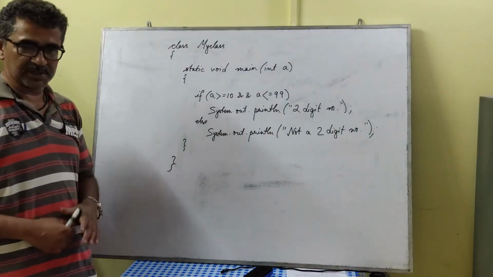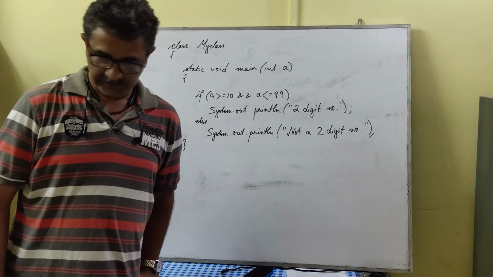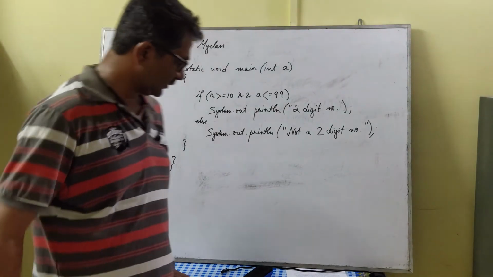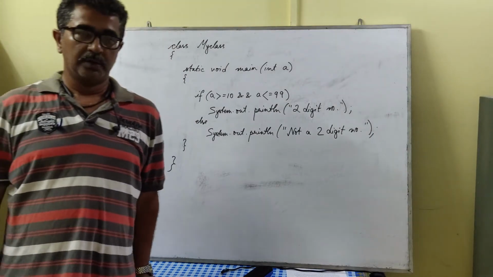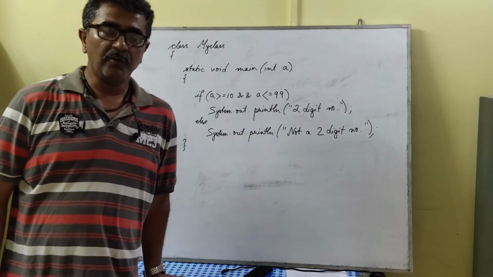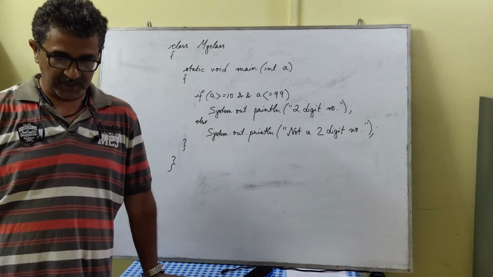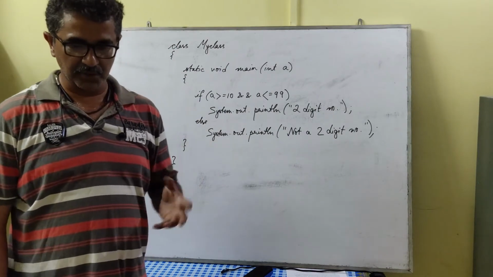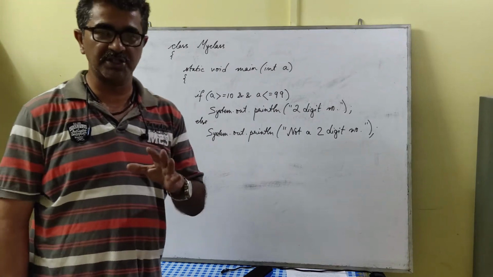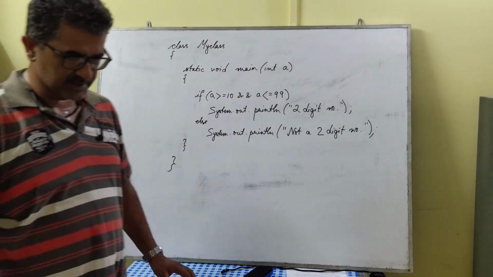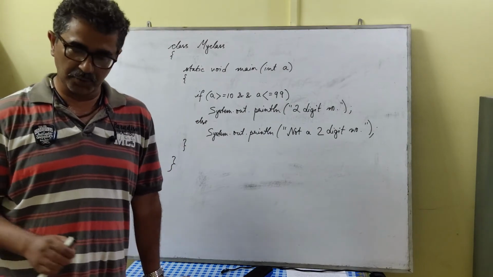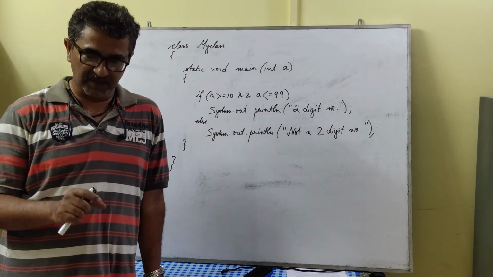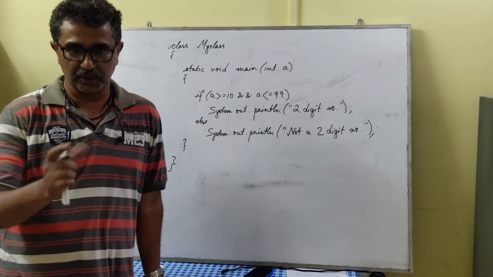Now we are going to see the usage of the logical operator. This particular program is used to check whether a number is a two-digit number or not. Let us try to understand this problem. What is a two-digit number? A number is said to be two-digit if it lies between 10 to 99, both inclusive.